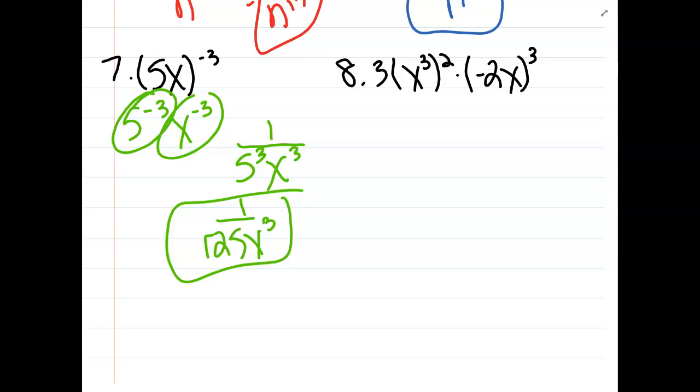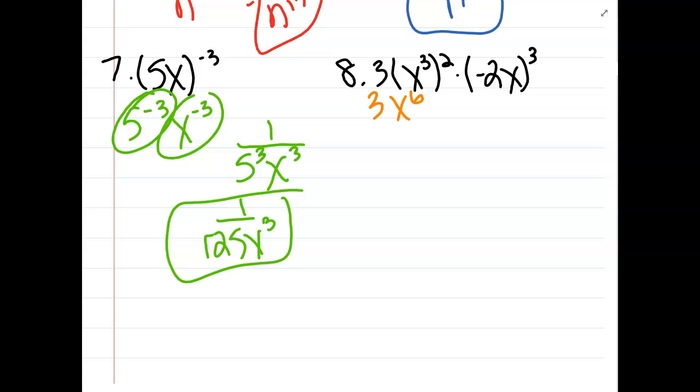Now, I'm supposed to square everything in the parentheses here. The 3 is not in the parentheses, so the 3 is going to stay the 3. But I do need to take x cubed squared. This is the rule from Friday. This is the power of a power. You're going to multiply those together and you get x to the 6th.